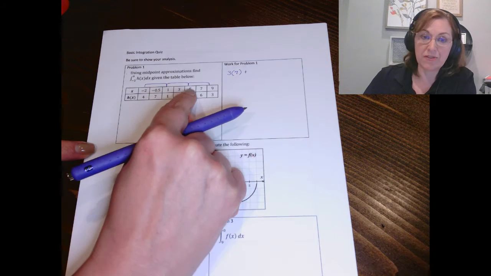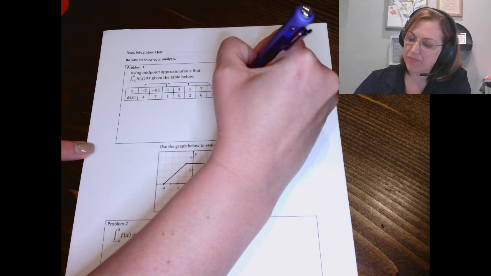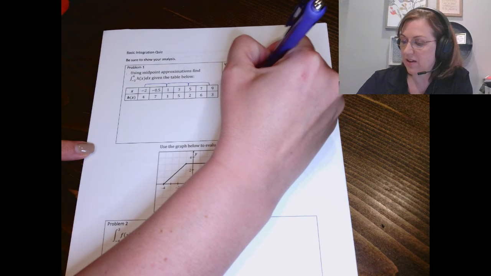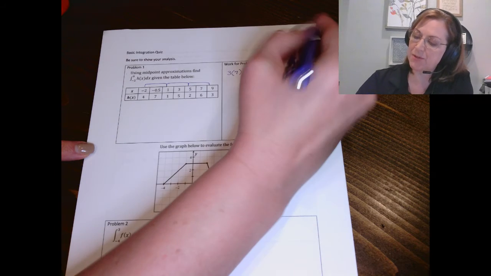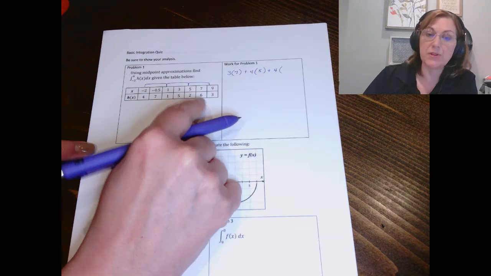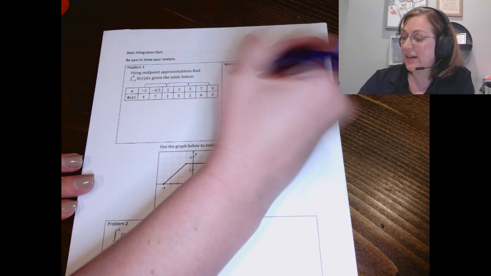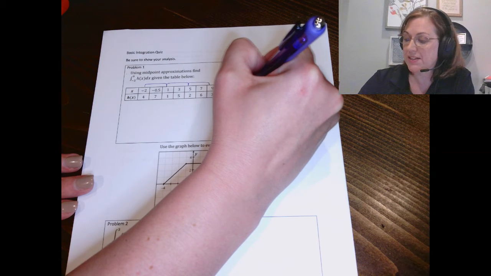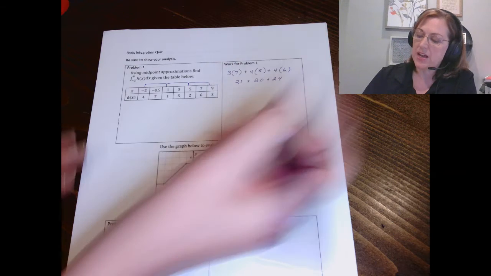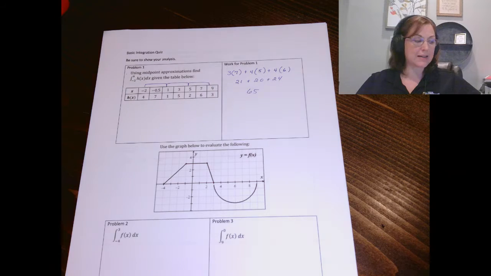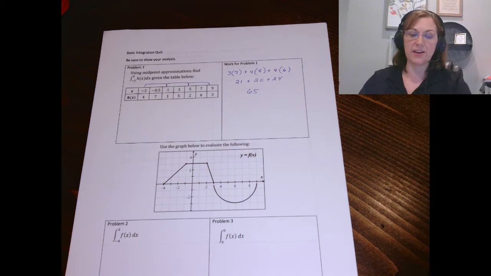And then we go from 1 to 5, which would be 4. And we use the midpoint again, which is 5. And then we go from 5 to 9, which has a width of 4. And we'll use the midpoint 6 to get the height there. So I get 21 plus 20 plus 24. Let's see, 41 and 65 looks like what I get for my approximation of the area there.